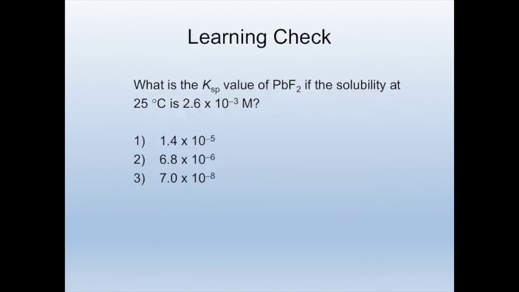So we're going to use these KSP values to come up with some useful information. What is the KSP value for lead fluoride if the solubility at 25 degrees Celsius is 2.6 times 10 to the minus 3 molar? You have three options: 1.4 times 10 to the minus 5, 6.8 times 10 to the minus 6, and 7 times 10 to the minus 8.